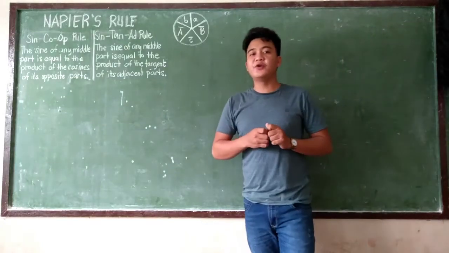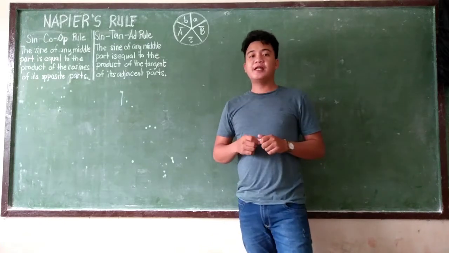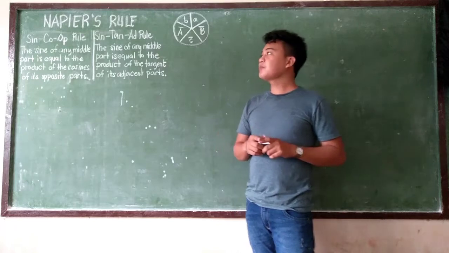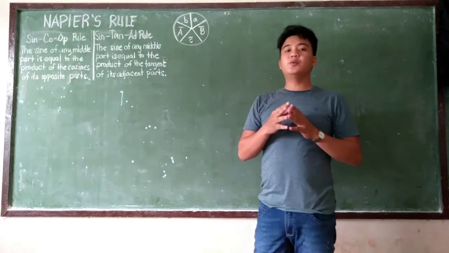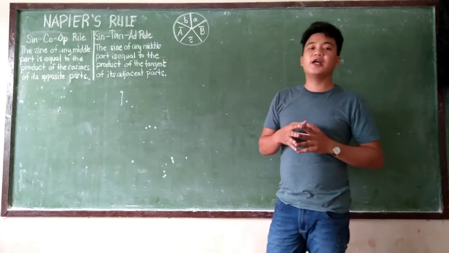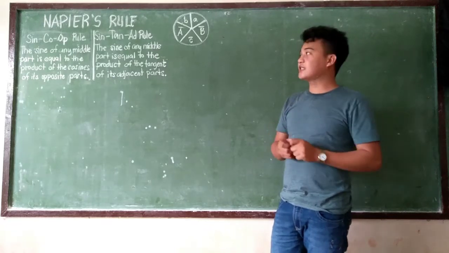Okay, so in this video, we will be discussing Napier's rule and finding the area of a spherical triangle. But first, let us have Napier's rule. In Napier's rule, we can only use this rule if our spherical triangle has a 90-degree angle. So let's see an example.